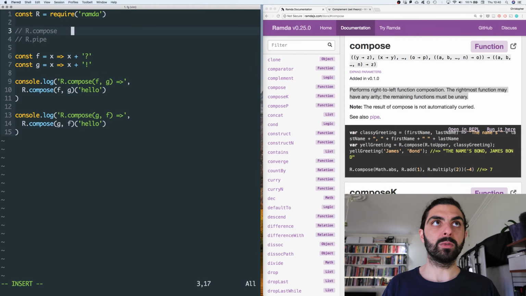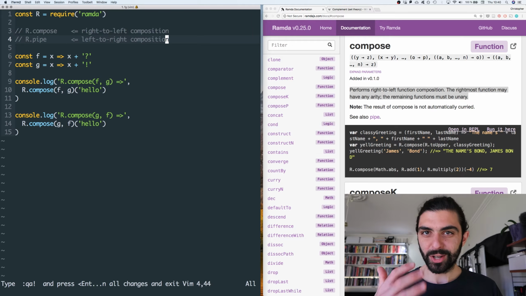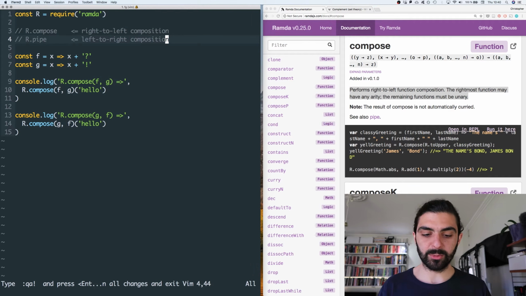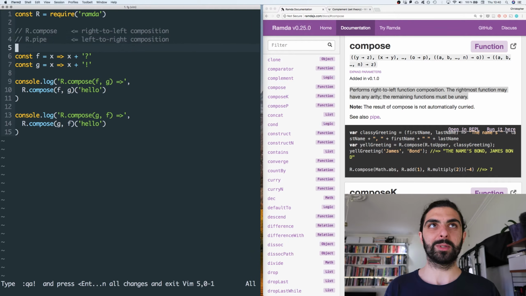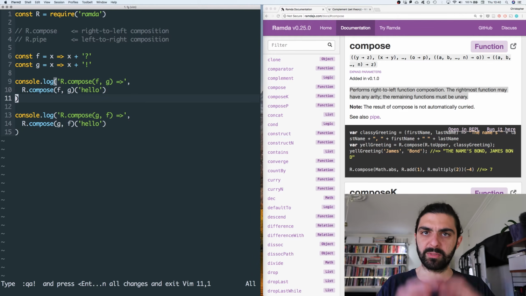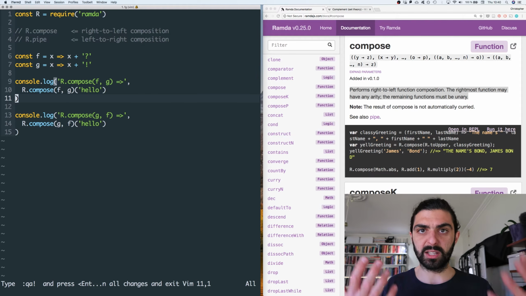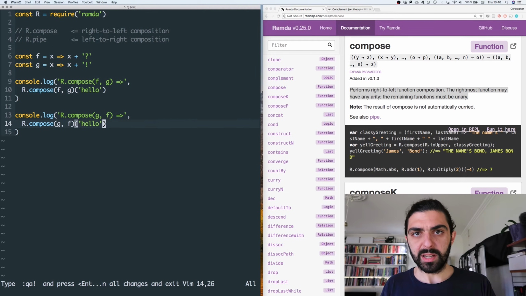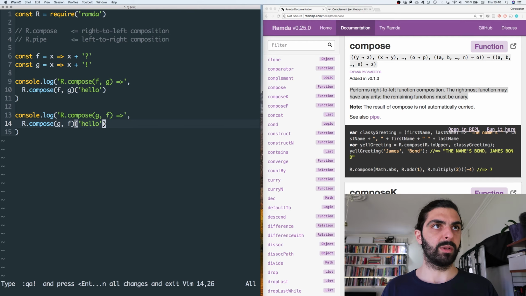And so compose is right to left composition, but pipe is left to right composition, which is again more like Unix pipes and kind of more natural to us as programmers. So oftentimes I tend to actually use pipe rather than compose. But if I'm composing two things only, sometimes I tend to actually use compose because I think it sort of reads better. But yeah, I mean readability, right? Choose whichever one is more suitable for your scenario.